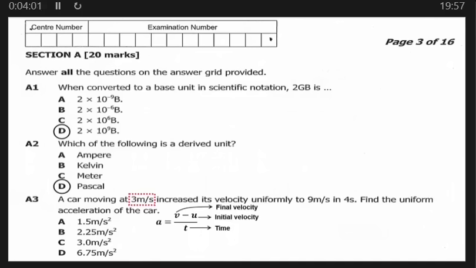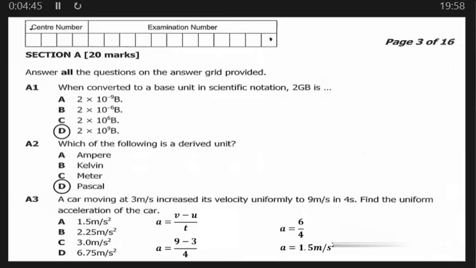A car moving at 3 meters per second increased its velocity uniformly to 9 meters per second in how many seconds? 4 seconds. So you can see that 3 meters per second is the initial velocity, while 9 meters per second is the final velocity. You can now substitute these values into the formula. Where there's the final, you put 9 meters per second. Where there's the initial, you put 3 meters per second. And where there's t, you put the time, which is 4 seconds. Then you subtract: 9 minus 3 is 6. 6 divided by 4 is 1.5 meters per second squared. So our answer becomes A.